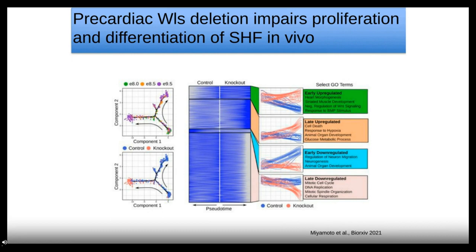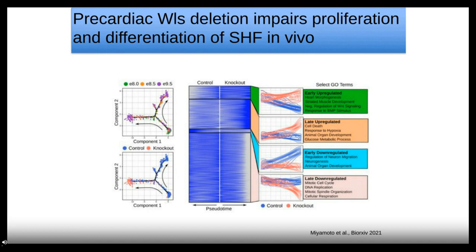So we then performed a trajectory reconstruction of control and knockout cells in the second heart field using Monocle. By using Monocle, we reconstructed a branch trajectory in which control and knockout cells are largely indistinguishable at 8.0. Before we can see that they actually reach separated states at later time points.